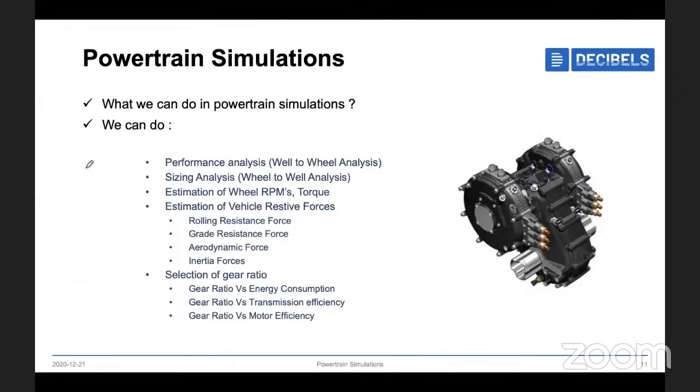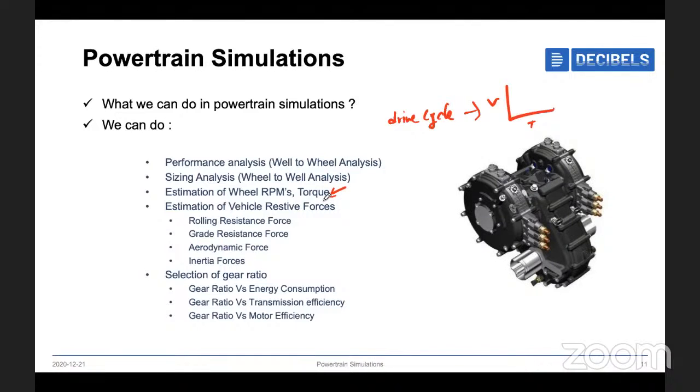analysis. So in this we'll be giving a drive cycle as input. The drive cycle is nothing but your velocity versus time data. So this will be given as input, and we'll try to estimate wheel RPM and wheel torque at each and every second of time. Okay. So through hand calculations, we can do all these things.